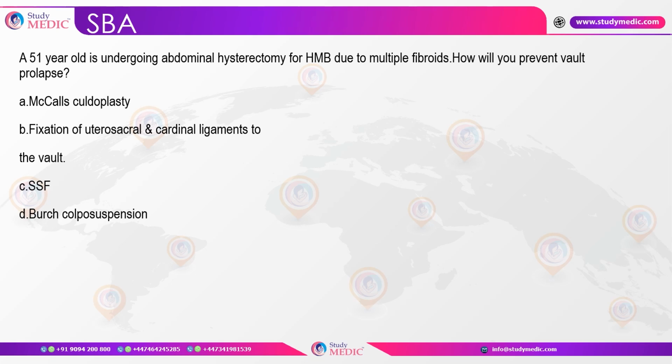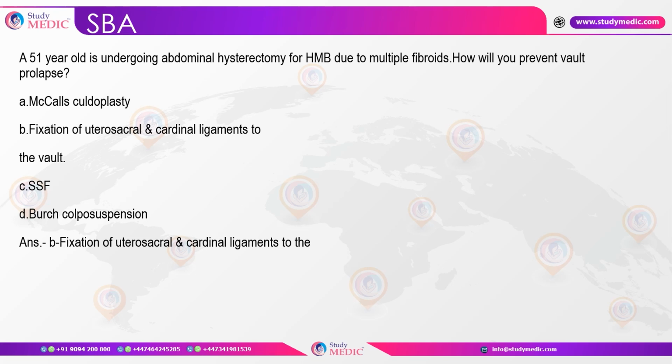Okay, Burch colposuspension is offered for treatment of stress urinary incontinence, so this option is not correct. Sacrospinous fixation of the vaginal vault is offered for women who have a post-hysterectomy vault prolapse, so this also is not a good option. McCall's culdoplasty is done when you are doing a vaginal hysterectomy. This woman is undergoing an abdominal hysterectomy, so option B is the right option for her.